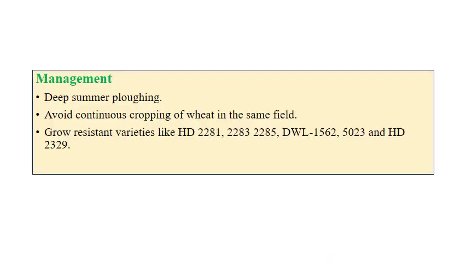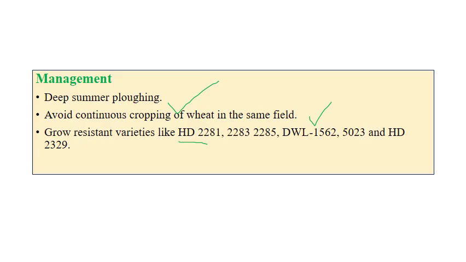Coming to management aspects: deep summer plowing, and avoid continuous cropping of wheat in the same field. Some of the resistant varieties are HD 2281, 2283, 2285, and HD 231, 2329, which are the recommended resistant varieties.